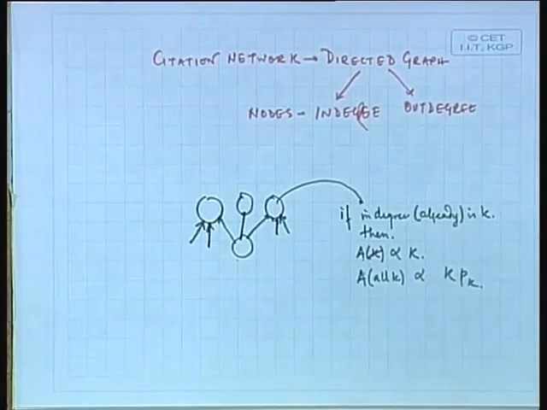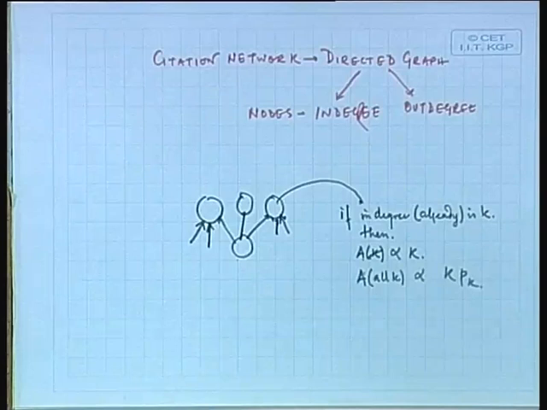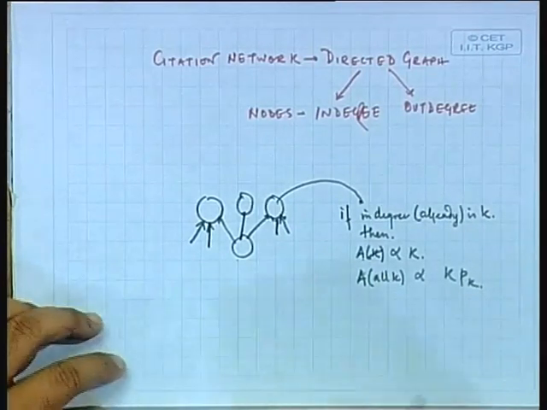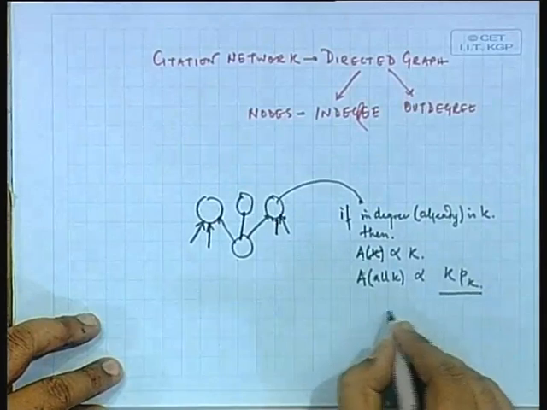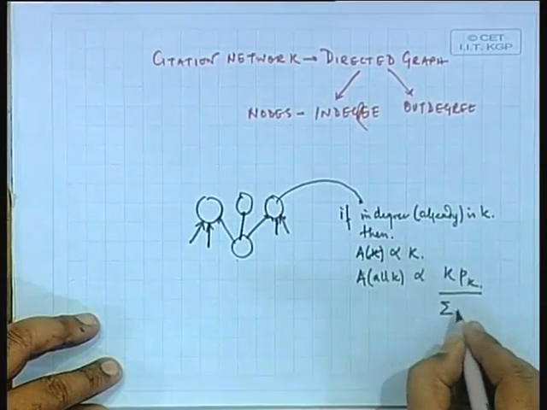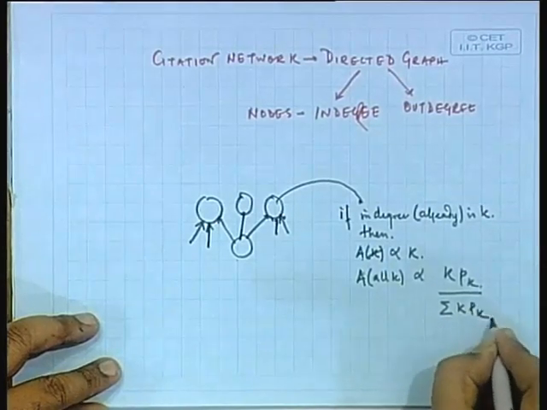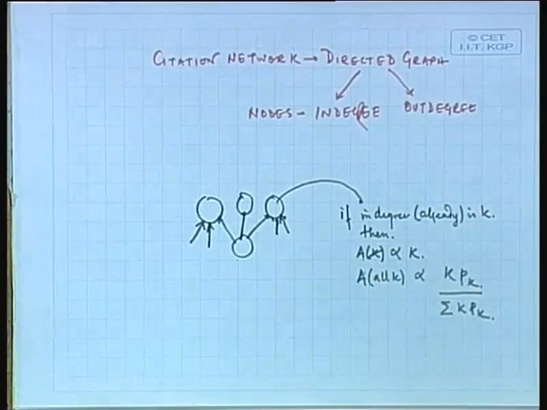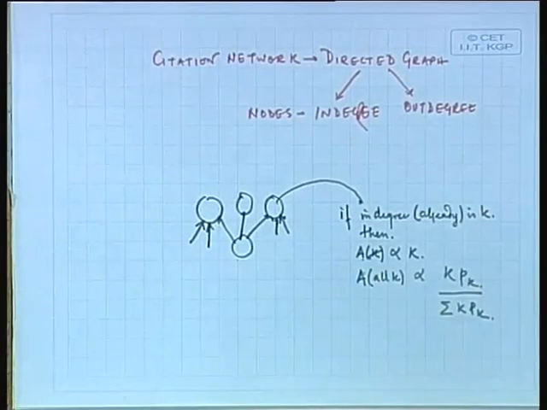What does k P_k show? k P_k shows the probability of attaching an edge to a node with degree k. And if I try to normalize it, then it would be the summation of k P_k. Am I clear?